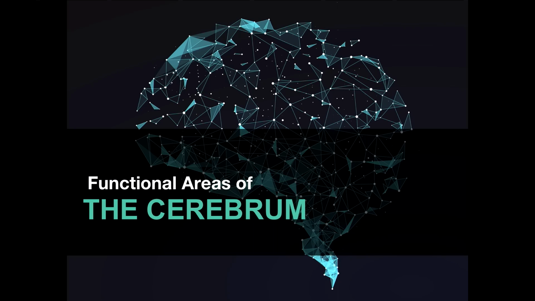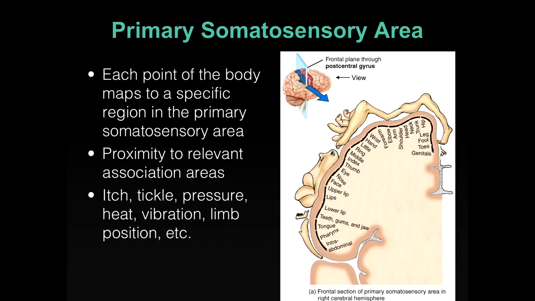We left class, we had talked about the functional areas of the cerebrum. We introduced some of the main areas that we're going to discuss in a little bit more detail. And the first one that we had summarized was the primary somatosensory area. So this is what we left off with last class. The postcentral gyrus is where we find the primary somatosensory area. The ridge bordering the central sulcus on either side of the cerebrum.